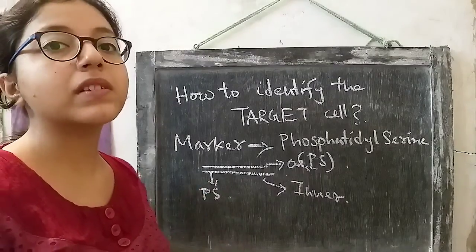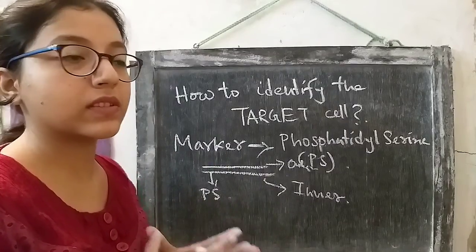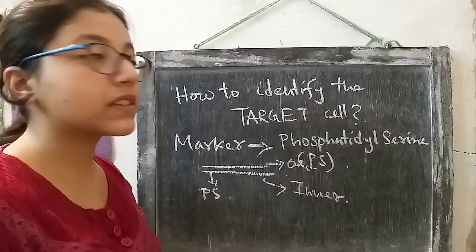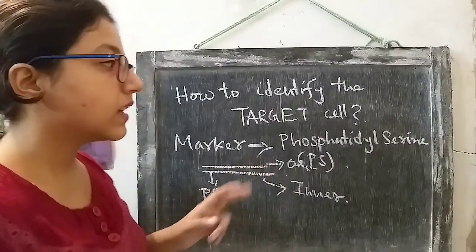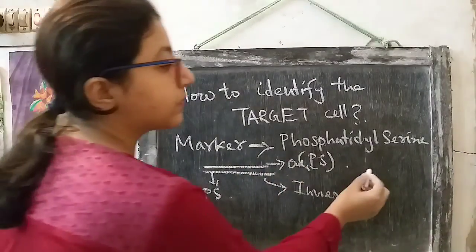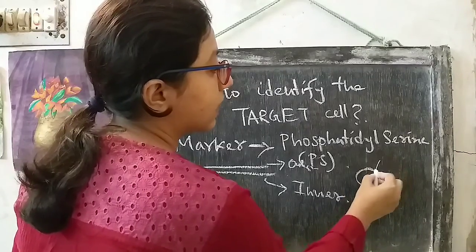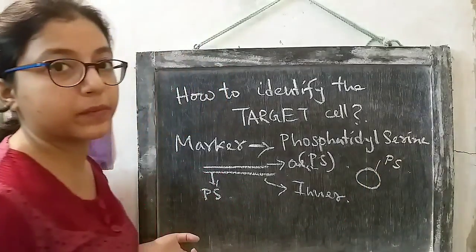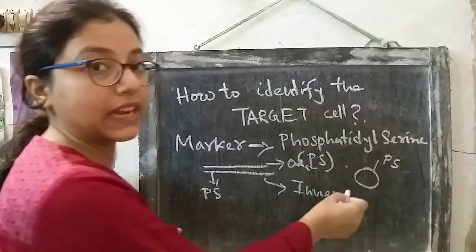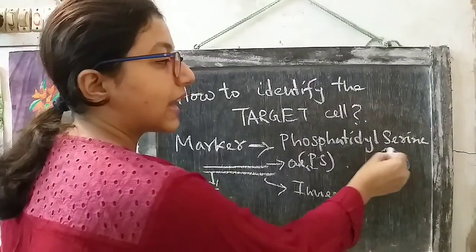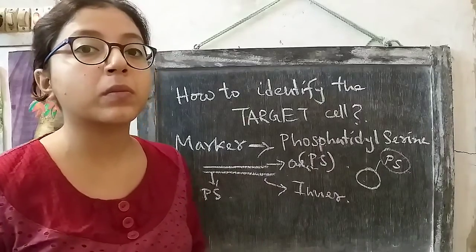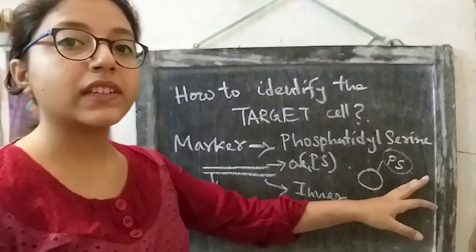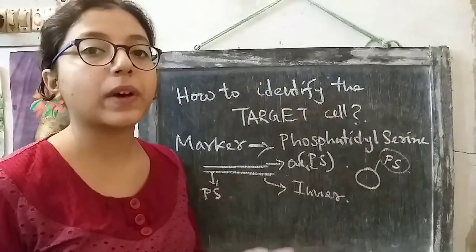But in the abnormal cells that are to be killed by apoptosis, that type of cell expresses phosphatidylserine in the outer leaflet of the plasma membrane. So this phosphatidylserine will be present outside the plasma membrane. It will be flipped outside the cell by the target cell or the abnormal cell. So this phosphatidylserine acts as a marker of apoptosis.